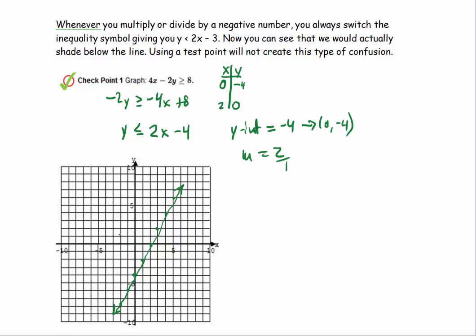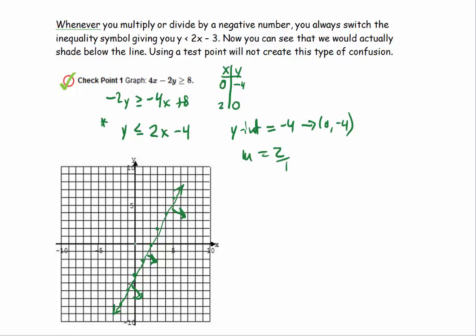The next thing we need to decide, and this is the last thing, is which side of the graph to shade on. Do I shade above the line or do I shade below the line? We looked at 2 different ways to tell this. If you have this solved for y like I did, then you can simply look at the inequality. y less than or equal to says shade below. So we would shade below.